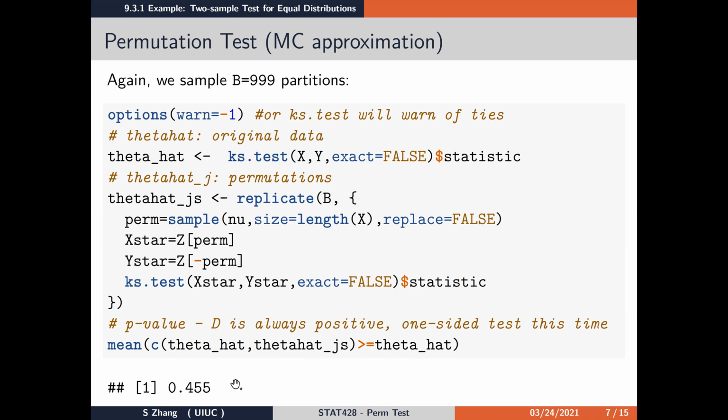So if we use alpha equals 0.05, then again, our p-value is larger. It's way larger than that. And we do not have sufficient evidence to reject the null hypothesis. So we cannot reject the null hypothesis that the two distributions of weight of chicks are equal.